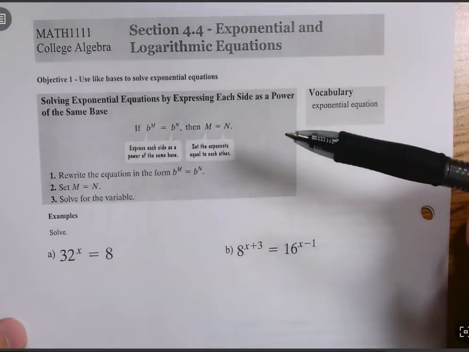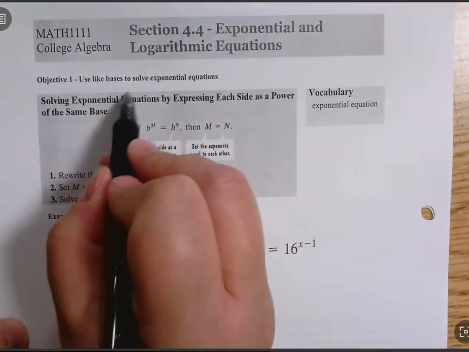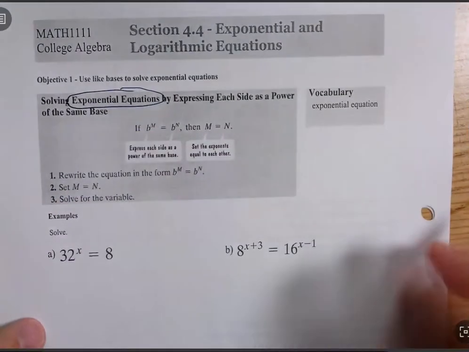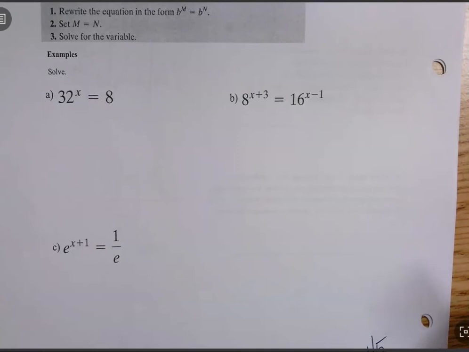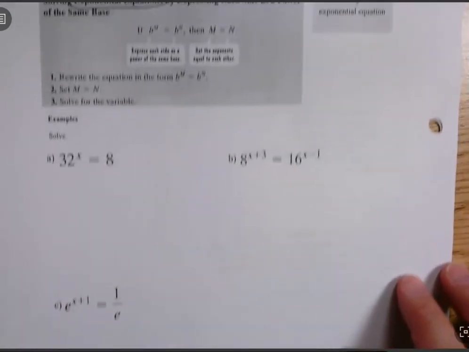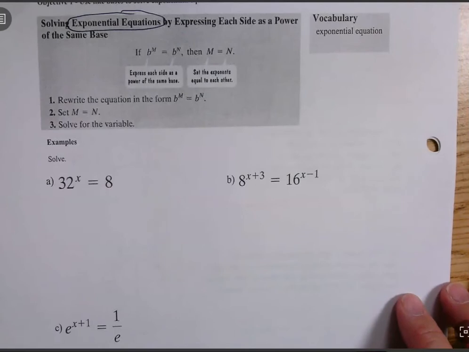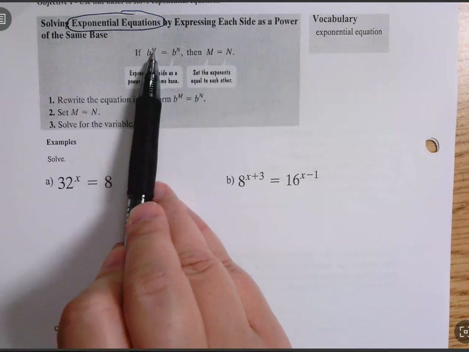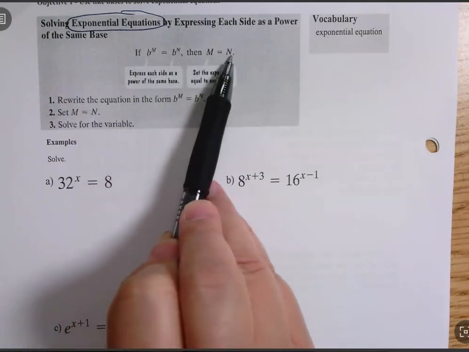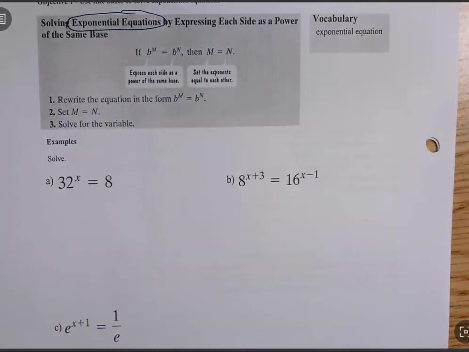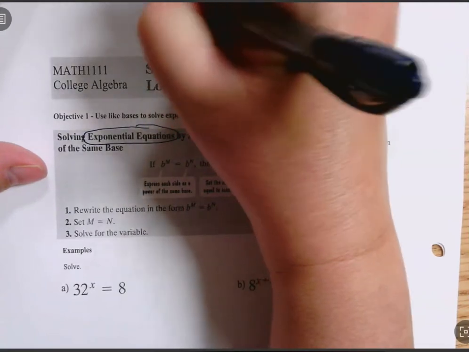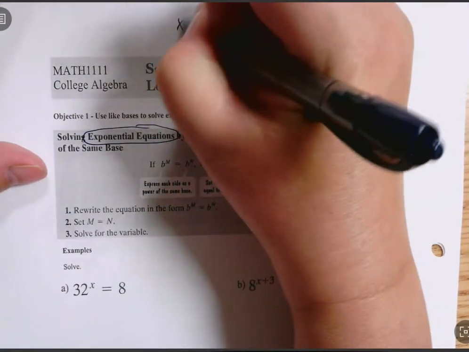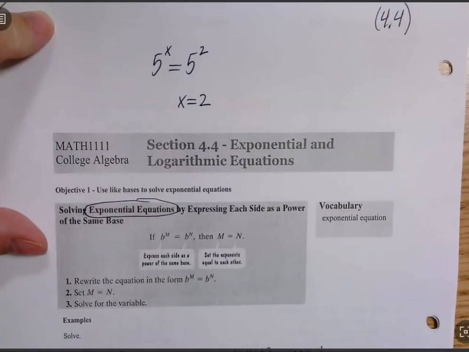So let's look at our first strategy. First of all, they're exponential equations. Okay? Notice you don't see the word log anywhere. It's all exponential stuff. By expressing each side as a power of the same base. Okay? And they point out if something to the m power equals that same thing to the n power, then m must equal n. Well, that kind of makes sense. It's just the same as if I said if 5 to the x equals 5 to the second, then x is 2. That's the general idea we're using.